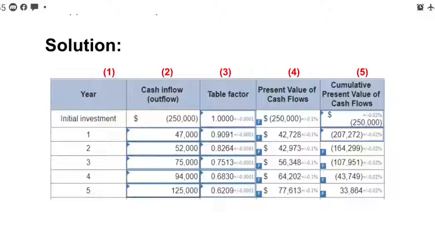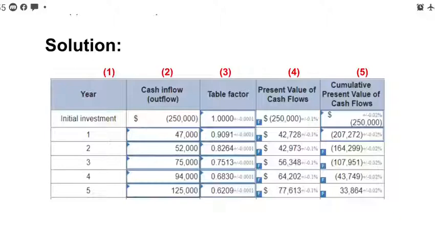So let's see how to do the net present value method. The first thing that you have to do, you see the red number one here, is to show the years involved in this investment analysis. So for this investment, there is an initial investment, and then year 1, year 2, year 3, year 4, and year 5 related to the investment.